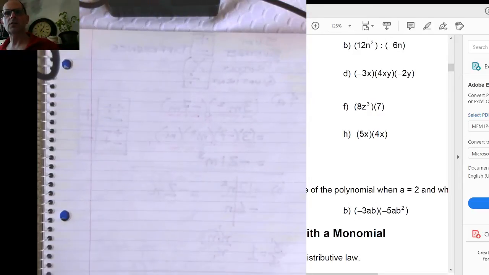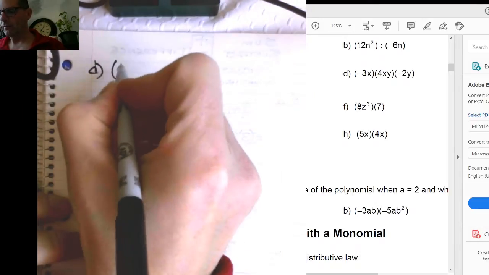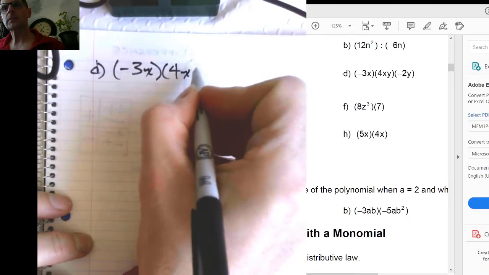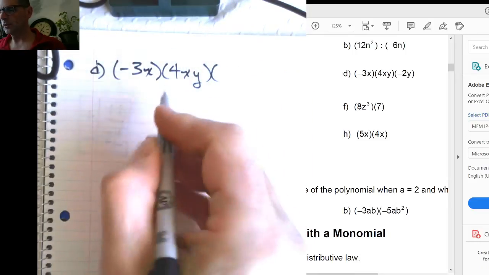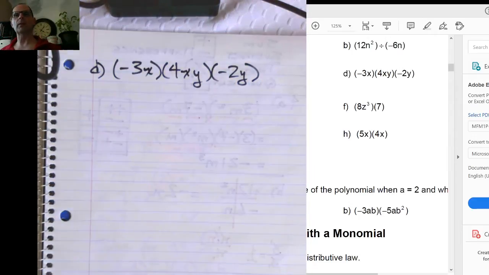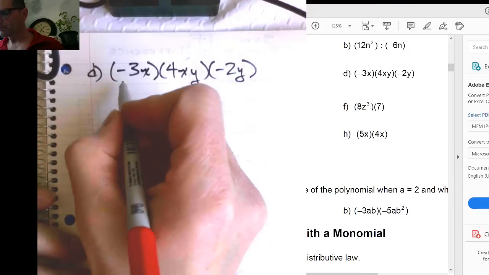Okay, moving on to D now. We have negative 3x multiplied by 4xy. Sorry, not divided by, multiplied by. And this is negative 2y over there. So a little bit different approach when we do these from the adding and subtracting. Again, this is multiplying here, but there are some similarities in how we attack the problems.